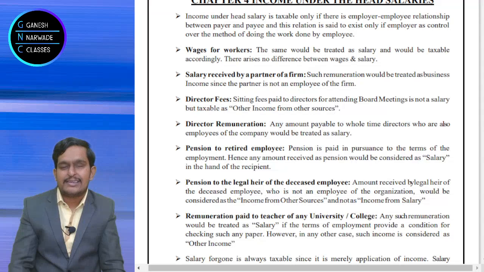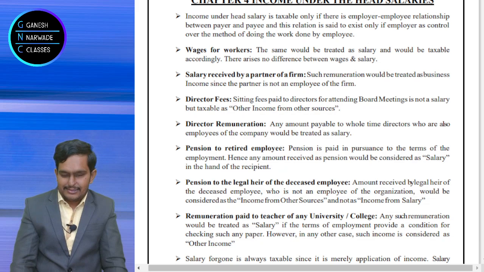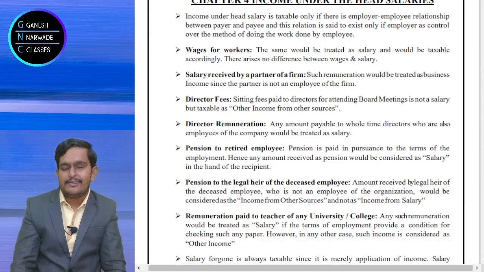Pension received by retired employee, salary chapter. Very good. Pension received by family members of the deceased employee, other sources. Very good. Remuneration or some fees received for correcting the papers of a university where you are not the employee. Which head? Come on. Other sources. If you are the employee of such institution, then it is salary.